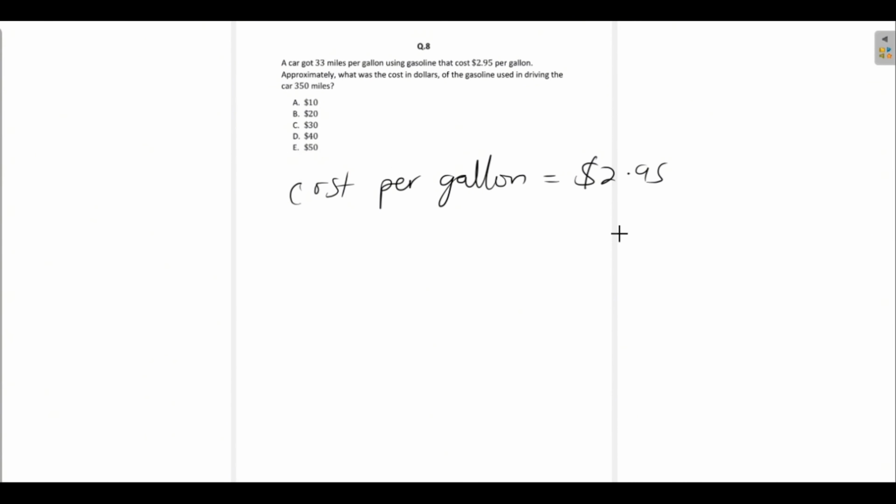Now, what we are going to do is that we want to calculate the cost of the gasoline used in driving the car. That is 350 miles. We want to use simple ratio to find this. Of course, 33 miles is to 1 gallon, because it says a car got 33 miles per gallon. So 33 miles uses what? 1 gallon. Right? Now, then the question is 350 miles will take how many?